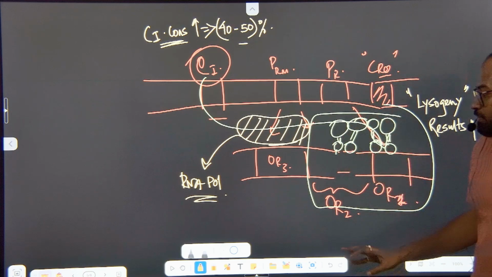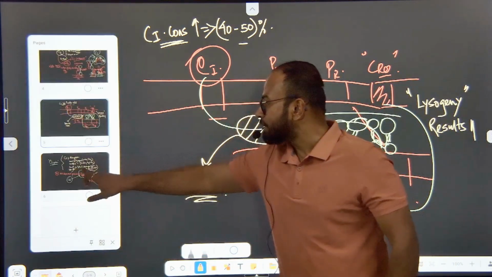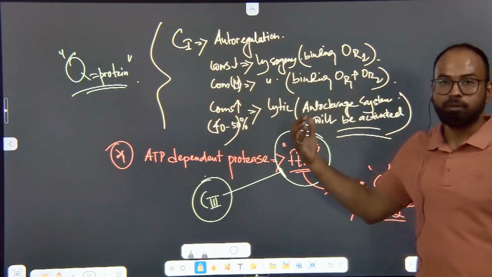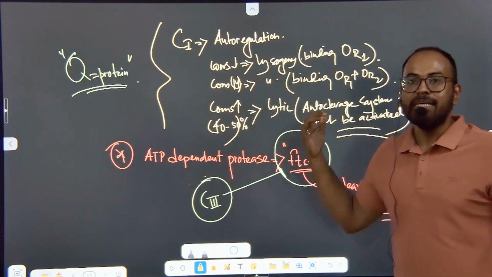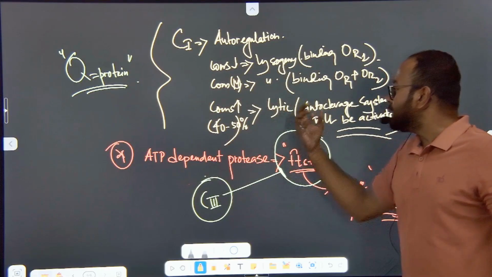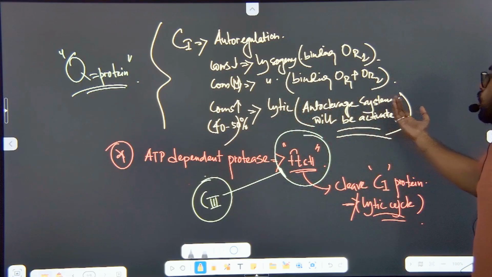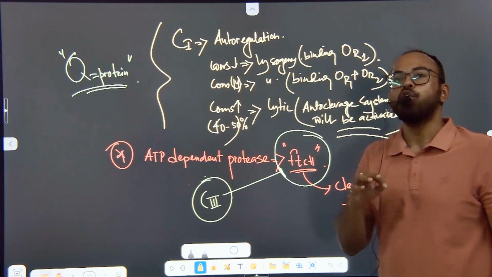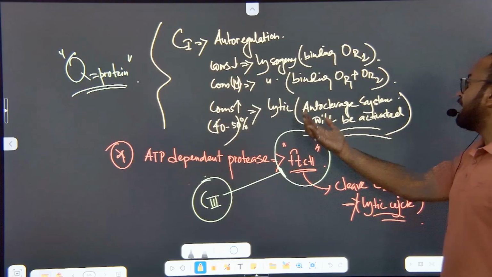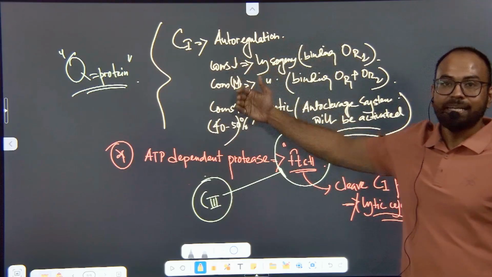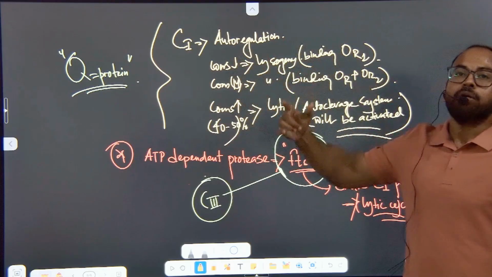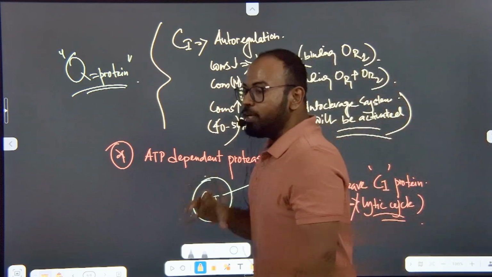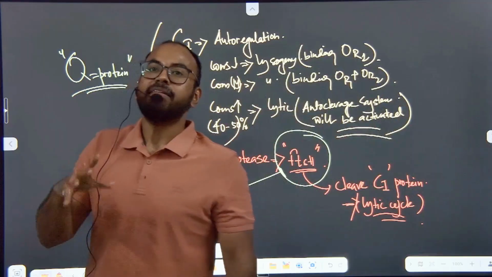Now the fact is, whenever the concentration is maximized, suppose 40 to 50% more than it is supposed to be within a cell, then what will happen? Then it will initiate an auto-cleavage system. The C1 protein will initiate an auto-cleavage system and that will cleave the C1. As a result, what will happen? Then only lytic cycle can be resulted.